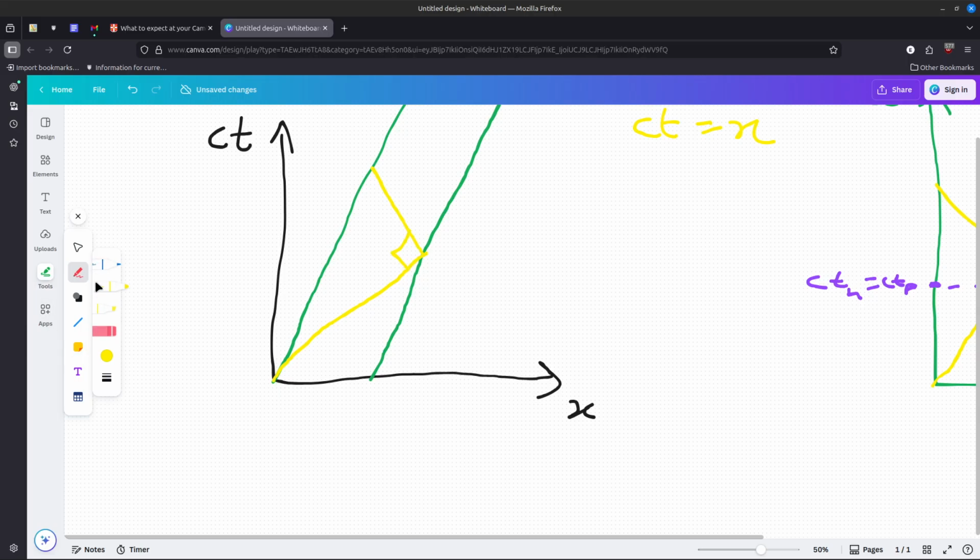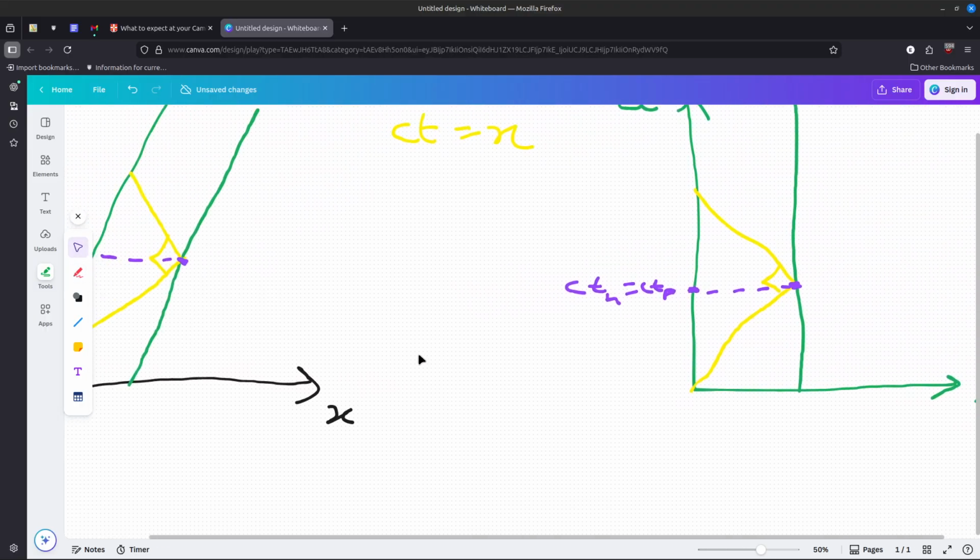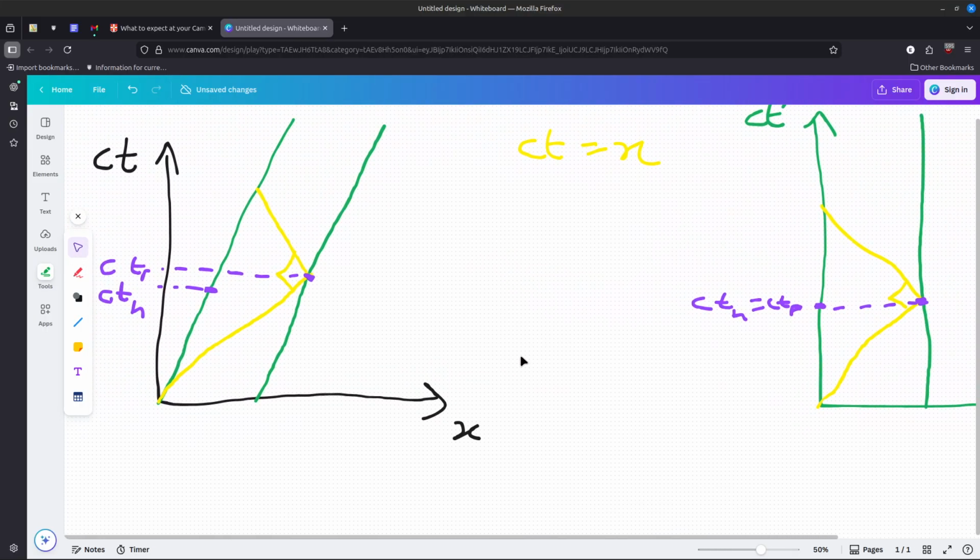Now if we mark the time of reflection versus half the time it took for the light to come back, then we can see that to this guy, these two things don't actually happen at the same time. Whereas to this guy, they do happen at the same time. Now, what can this actually tell us? What does this really mean?